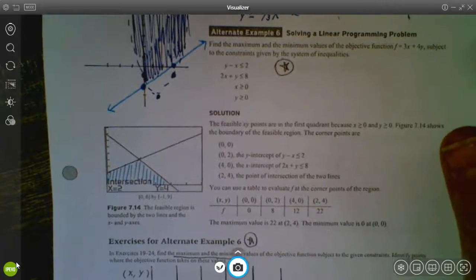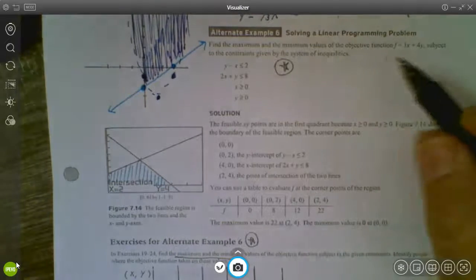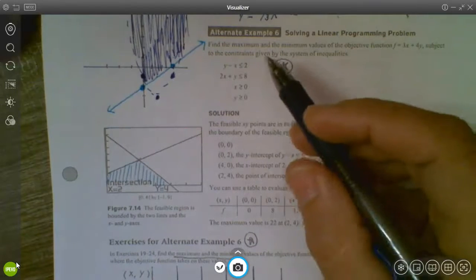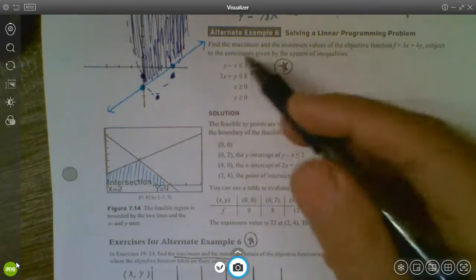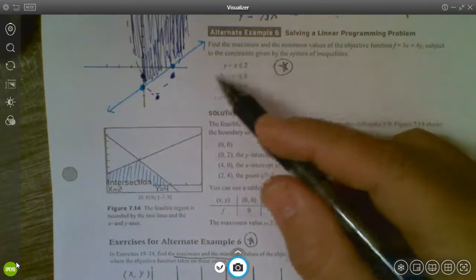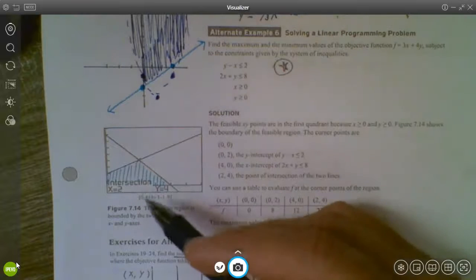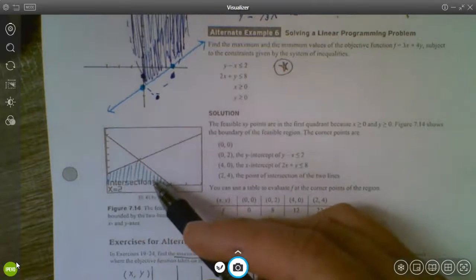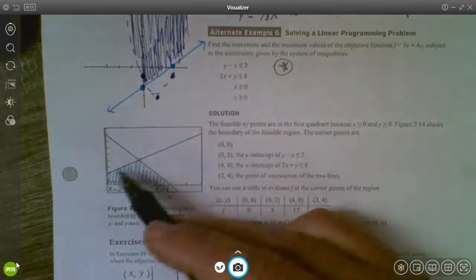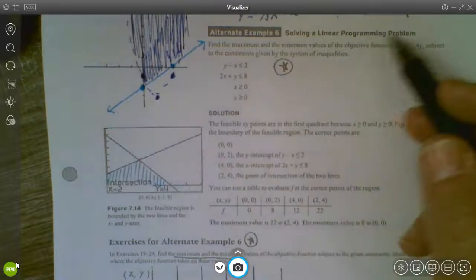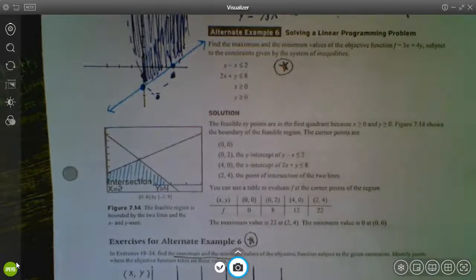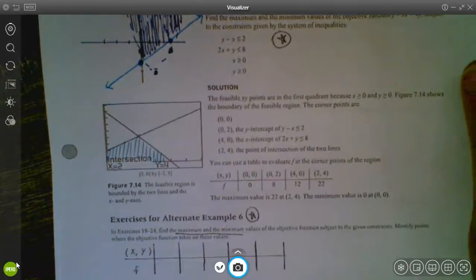But ultimately what they're asking for is, within our objective function, what is the maximum value and what is the minimum value limited by these constraints? So I can only look at the shaded area. What would be my maximum and my minimum values within this shaded area, that are being acted on by this objective function? So here's the way this goes.